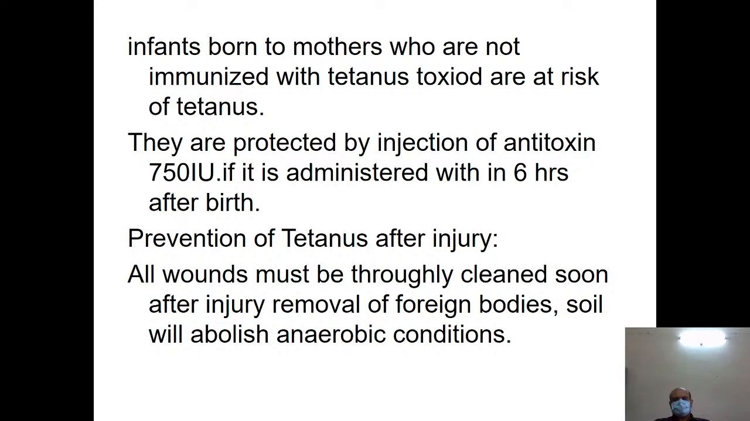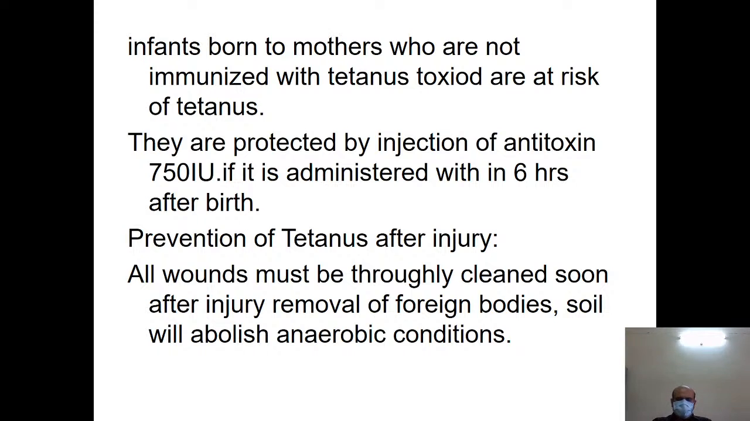Infants born to mothers who are not immunized with tetanus toxoid are at risk of tetanus. They are protected by injection of antitoxin 750 international units if it is administered within 6 hours after birth. The prevention of tetanus after injury.